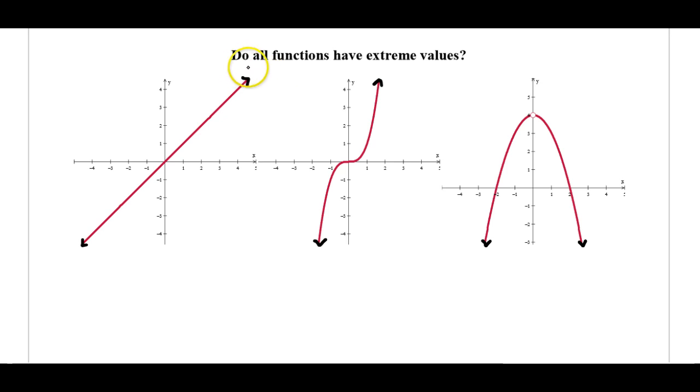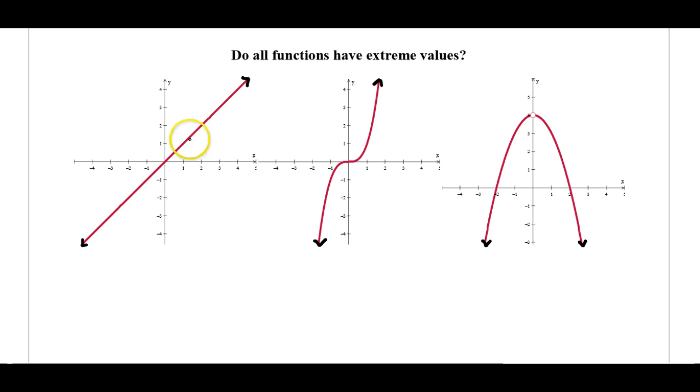Alright, so now let's answer the question, do all functions have extreme values? So in the last few examples, maybe I didn't have an absolute maximum or an absolute minimum, but I had a local max or a local min. So do all functions have any extreme values? The answer to that, as we'll see, is going to be no. A function doesn't have to have any extreme values. So here are three examples of functions that have no extreme values.